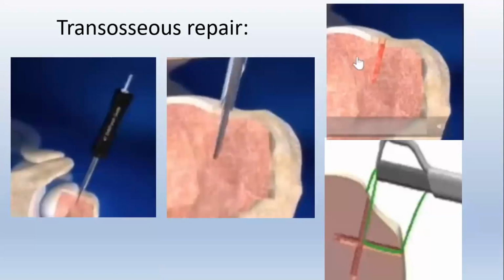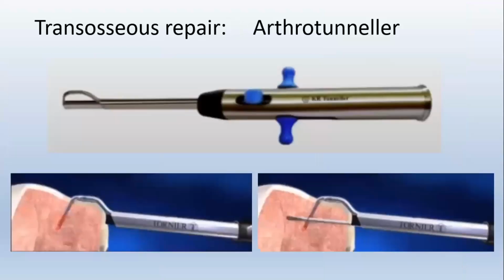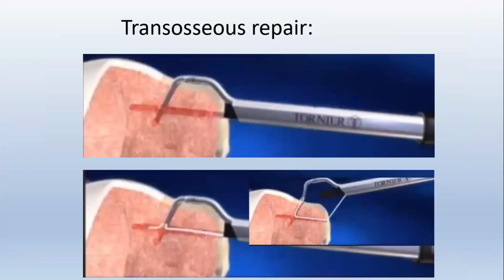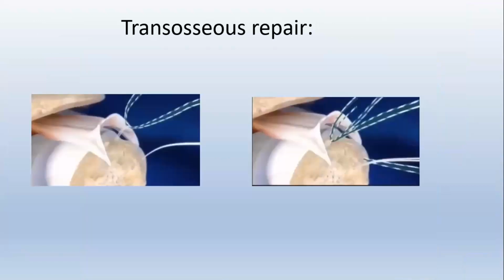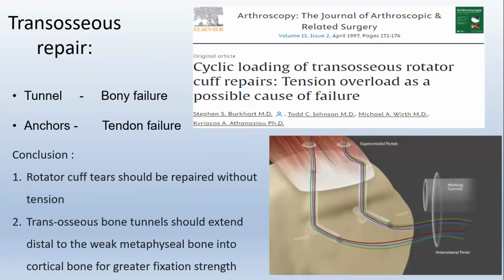Coming to trans-osseous repair, here first we have to make a medial tunnel, as with the medial row. Then using an ortho tunneler, one end is held at the medial tunnel and the other end at the greater tuberosity, thereby making a lateral tunnel. Using the ortho tunneler, the suture passer is passed to the lateral tunnel and brought out through the medial tunnel. Then with the suture passer, we have to pass at least 3 sutures through the tunnel. Then we have to tie it.